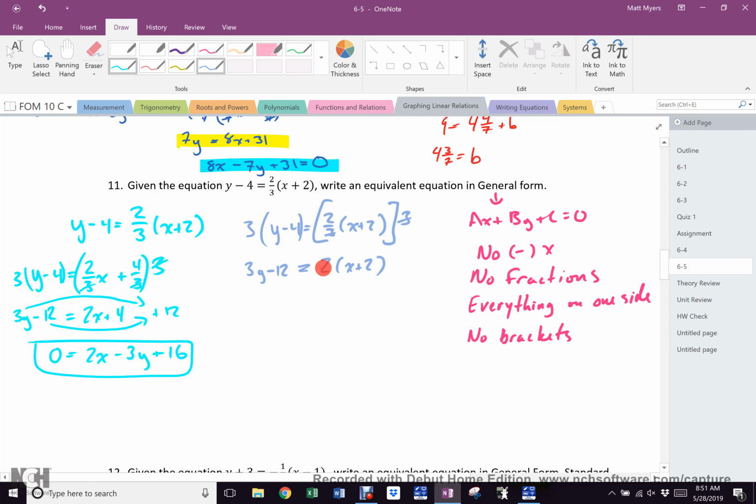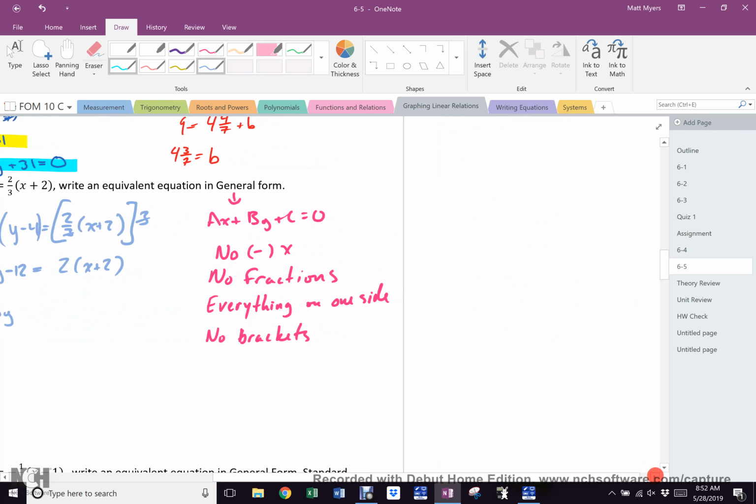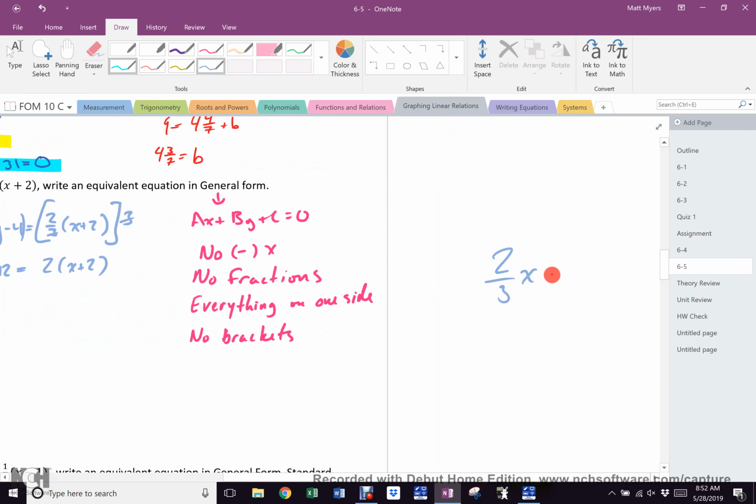3y minus 12. Now, what am I distributing? Just the 2, no fraction. They don't need to because they're in brackets. Let me show you. 2/3 x equals 12. How would you solve that algebra? You'd get rid of the 3 first, wouldn't you? Cancel. 2x would equal 36, yes? Okay. And then I divide by 2 and x would equal 18.